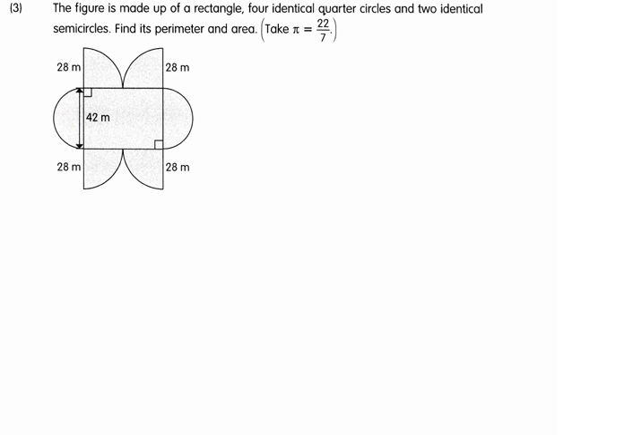Now, let's look at this. We know that this part is 28, right? That means the radius of the quadrant is 28, right? Okay, this is 28. Let's find the perimeter first. Looking at the perimeter, let's find this part first. Can you see that this will actually form a circle? Yes. Okay, so let's find the circle.